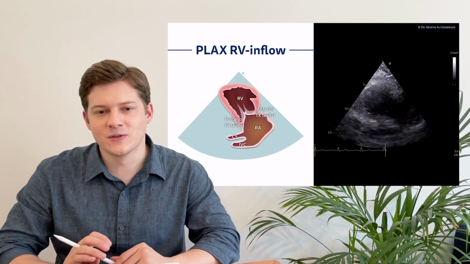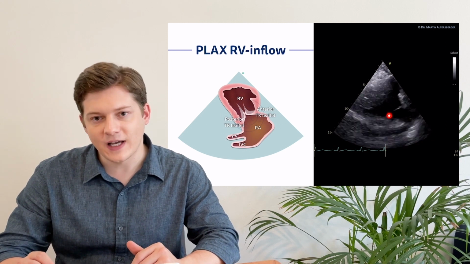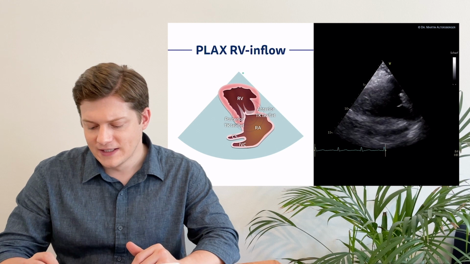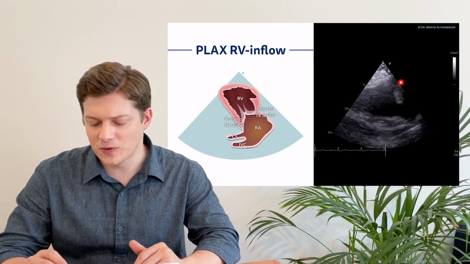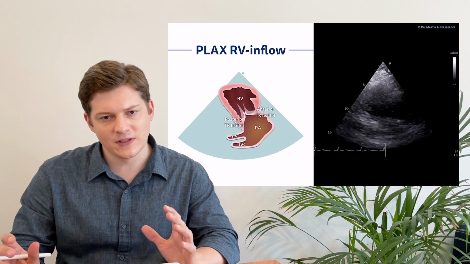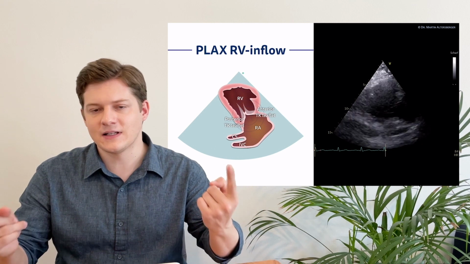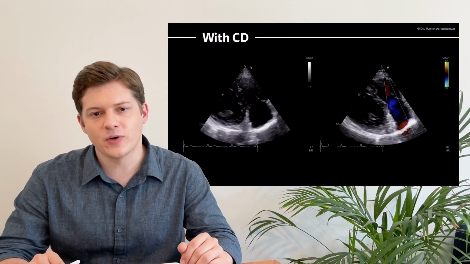Sometimes the view doesn't look that nice. It also can look like this. You see here the tricuspid valve, the anterior, the posterior leaflet. This is the right atrium. Still we see the right ventricle to a certain degree. We can also differentiate the free wall of the right ventricle a little bit over here, but definitely the image quality is reduced. Still the information we get can be crucial.